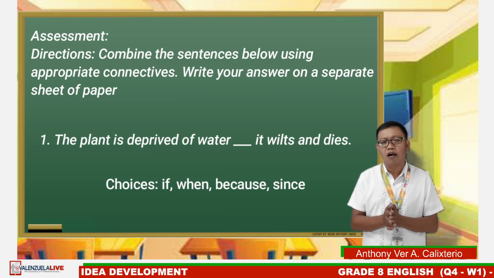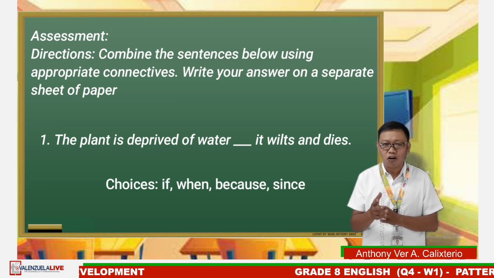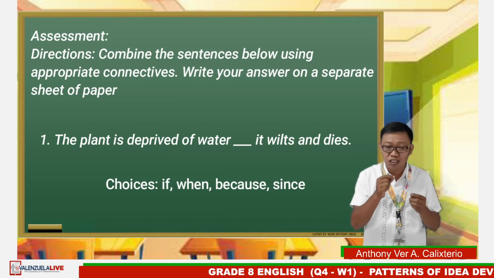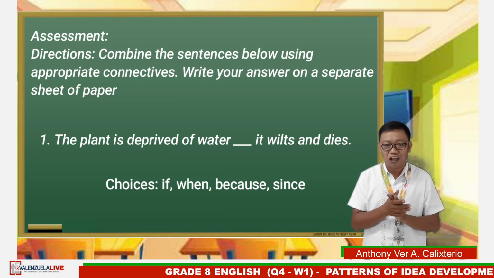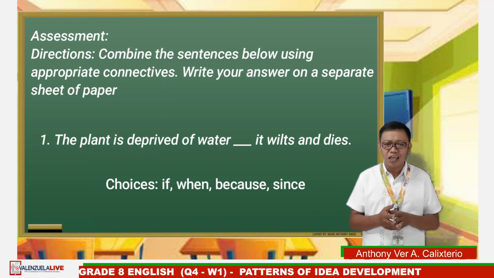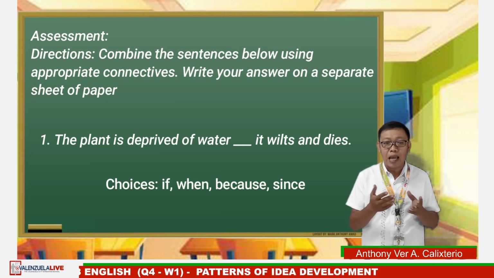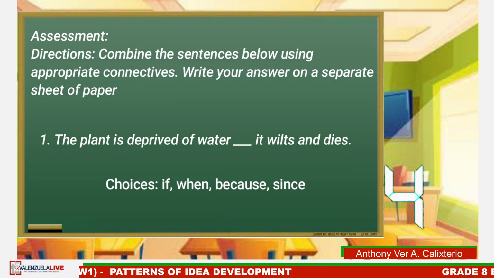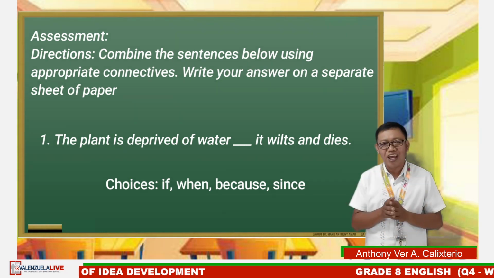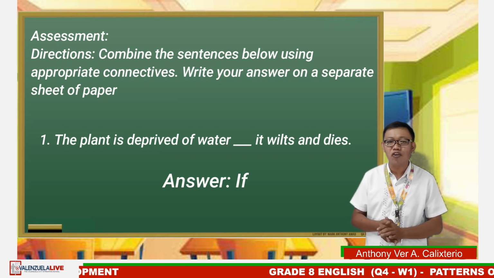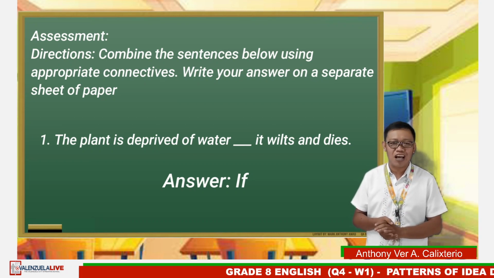Number 1, the choices are if, when, because, or since. That is what you're going to write in between these two ideas to be combined together. Okay, I will read it once. The plant is deprived of water, blank, it wilts and dies. The correct answer is if. The plant is deprived of water if it wilts and dies.